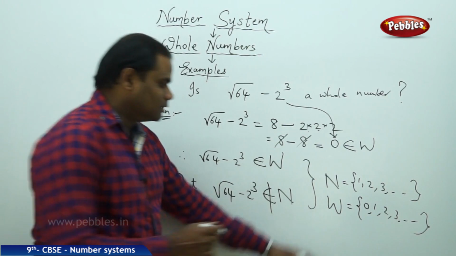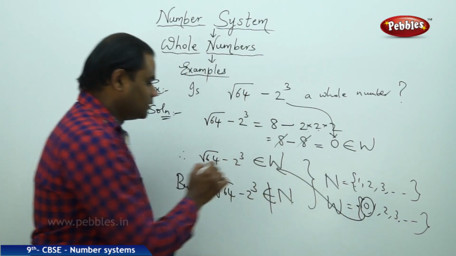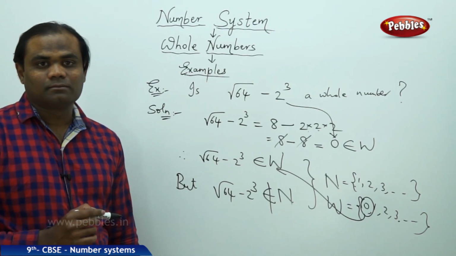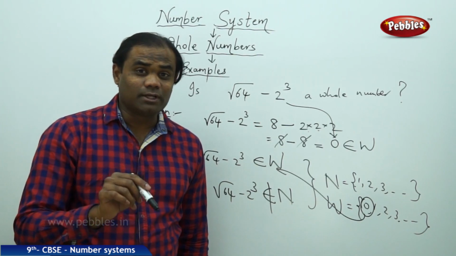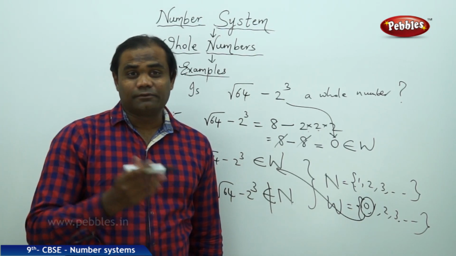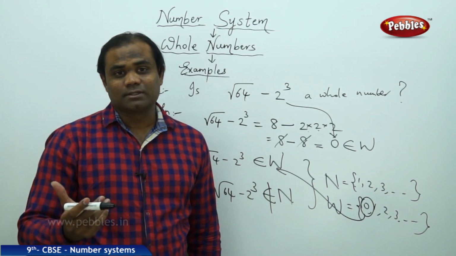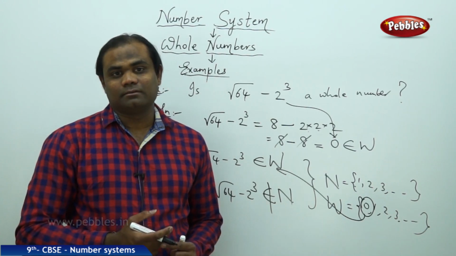And therefore, this belongs to W, but it does not belong to N. 0 is part of whole numbers, but 0 is not part of natural numbers. This is how we understand the difference between the set of whole numbers, capital W, and the set of natural numbers, capital N.